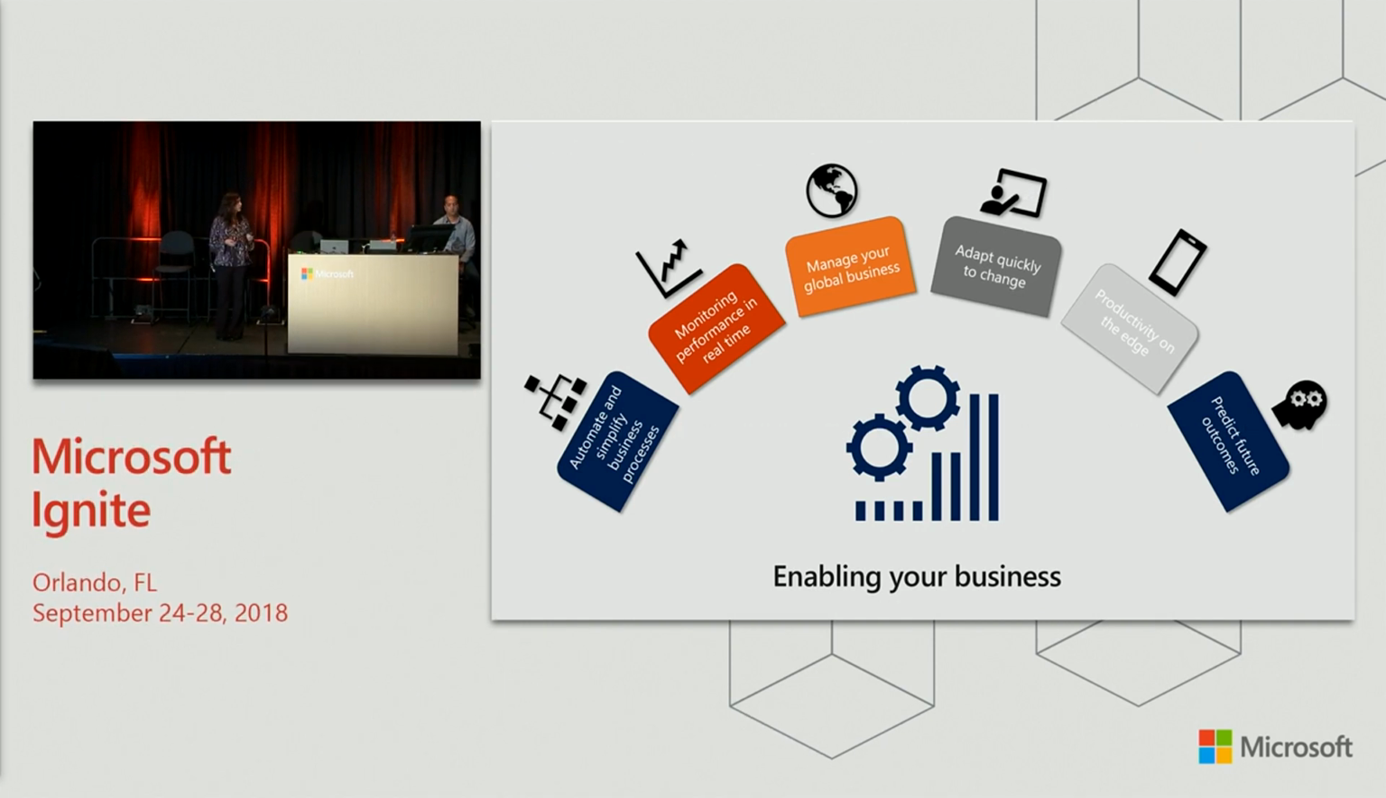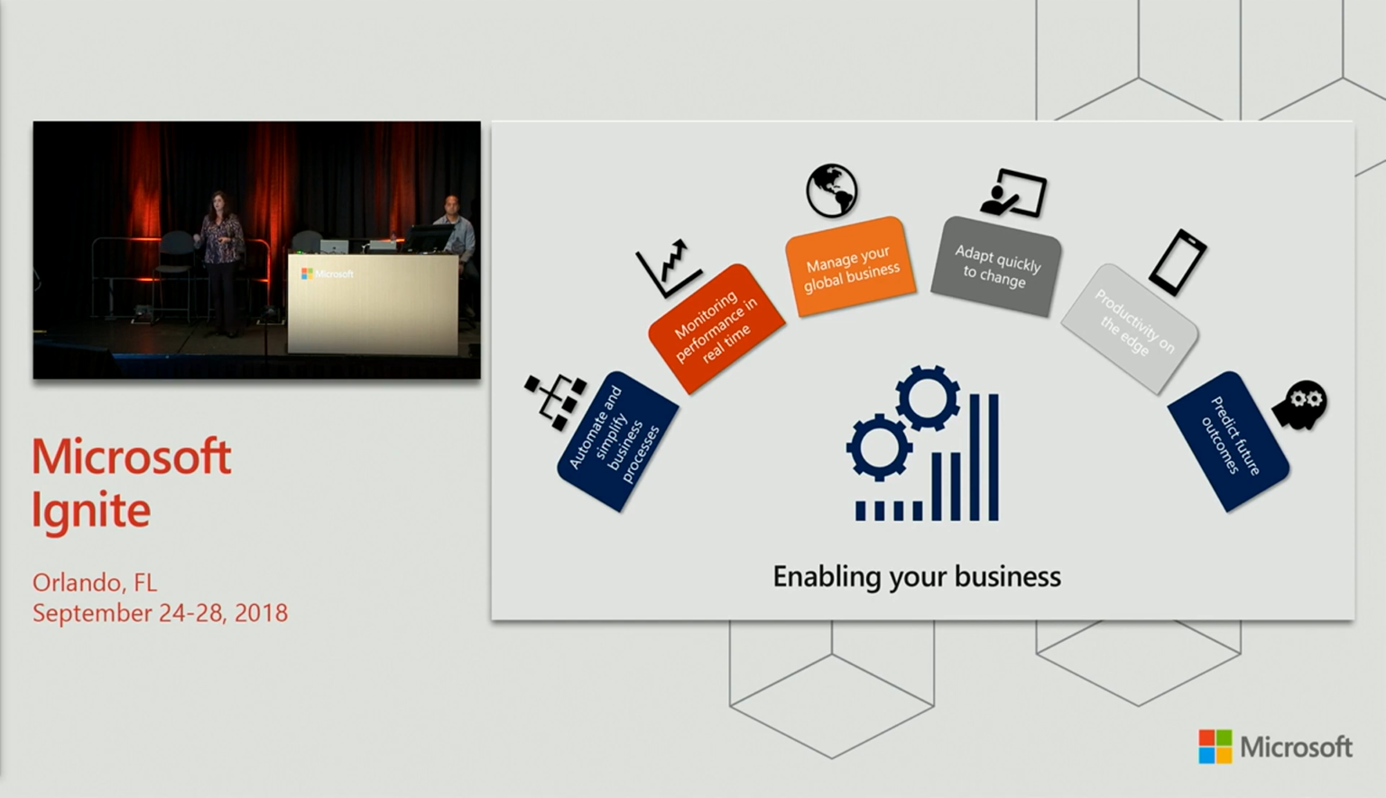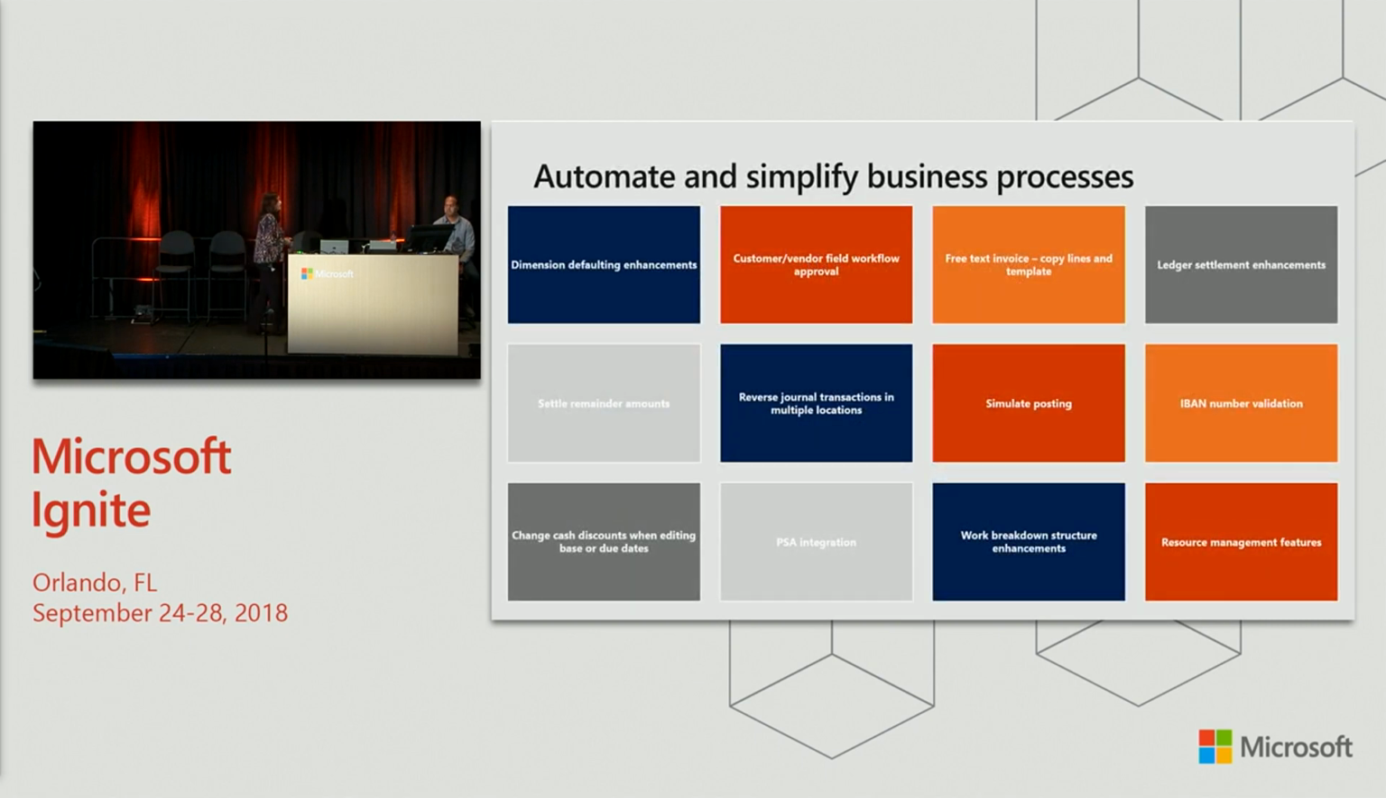When we as a team think about what we're investing in, what our goals are for those investments, and how we go about determining those, we always like to say, how do we enable your business to automate and simplify the common business processes that you have? How do we work with all the data? How do we monitor performance in real time? As you expand and grow and go global, how are we helping you do that, adapt to change? And as you can see, productivity on the edge and predicting future outcomes. That's how our team thinks about bucketing, enabling a business when we're doing these core capabilities.